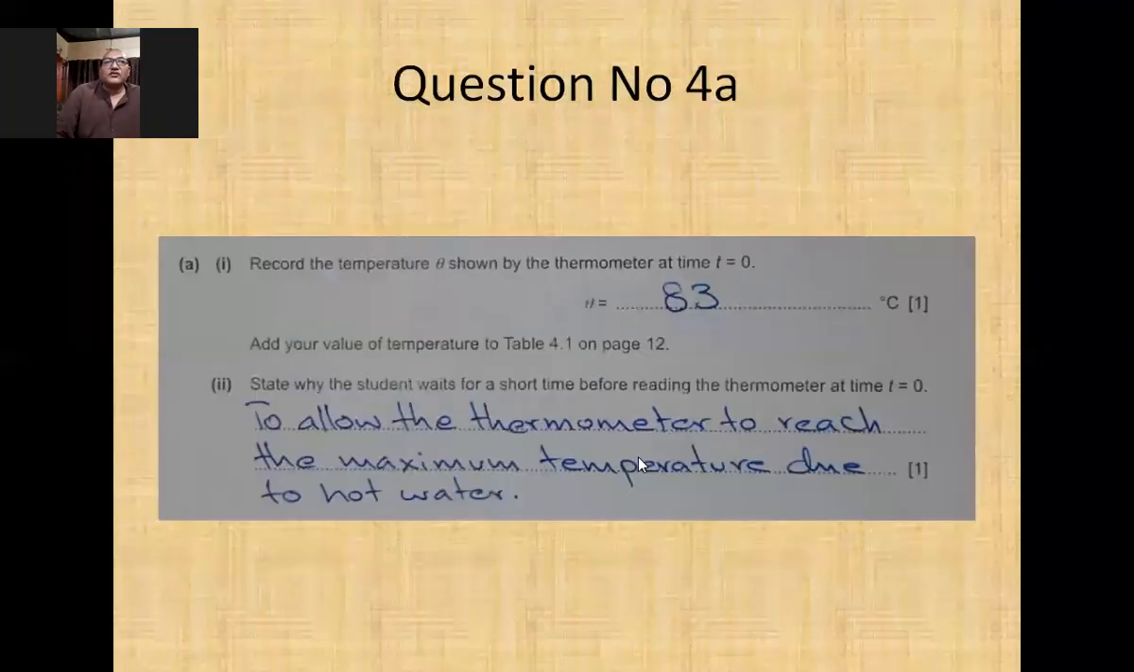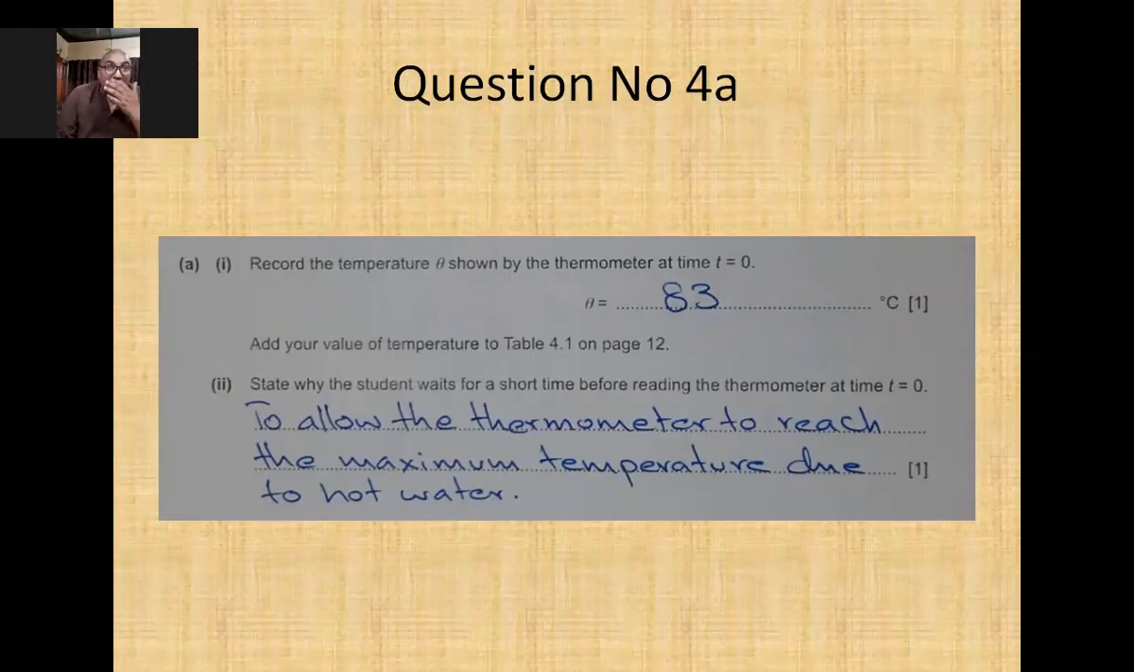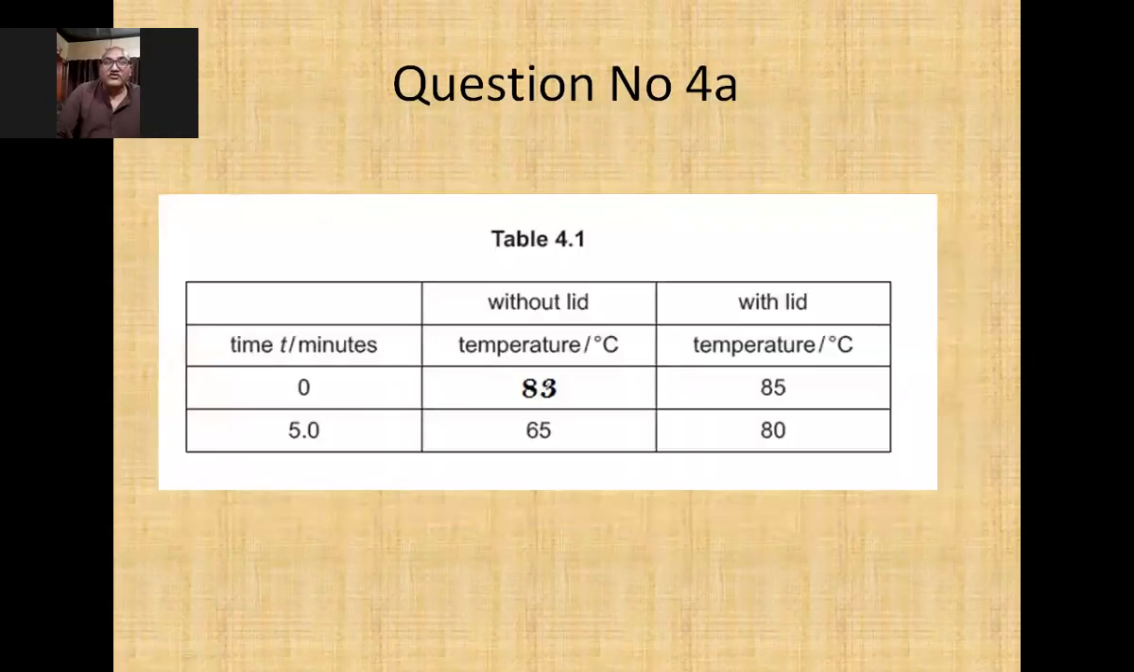Let me show you. So question number 4, A part. First, and the second is showing up. 83 is the reading, and the second portion is allow the thermometer to reach the maximum temperature due to hot water, or the maximum temperature the hot water has. You should give some time to the thermometer. So this is that table in which in the A first part, they ask you to put that temperature value. You can see I have written here 83 degree.